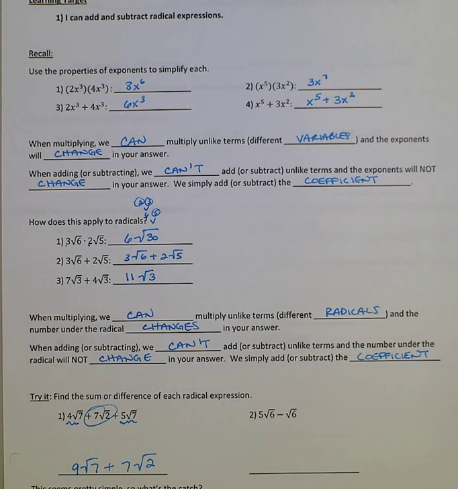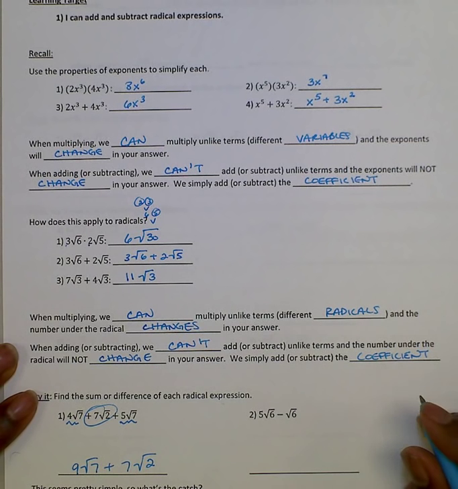We have 5 radical 6 minus radical 6. Now this always gets people because they want to write the answer as 5. No.